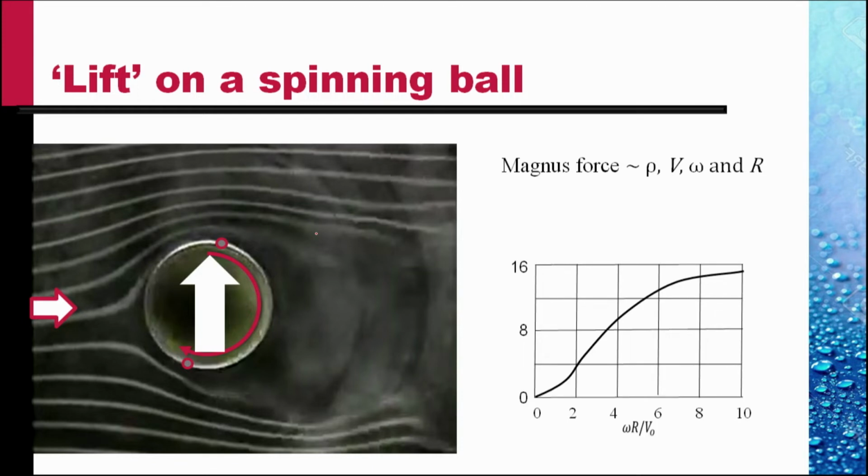We had seen that the lift coefficient varies with omega r by v naught. Omega r is the surface velocity of the ball, and v naught is the free stream velocity. The lift coefficient varies as shown. The Magnus force lift coefficient is like this.